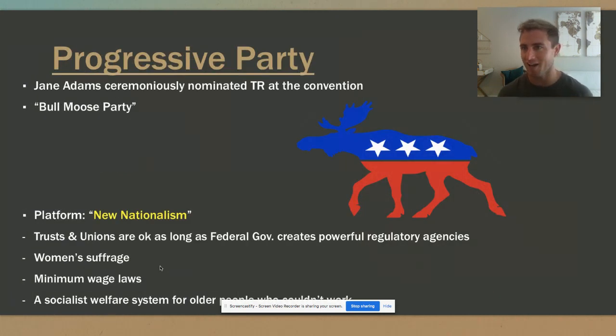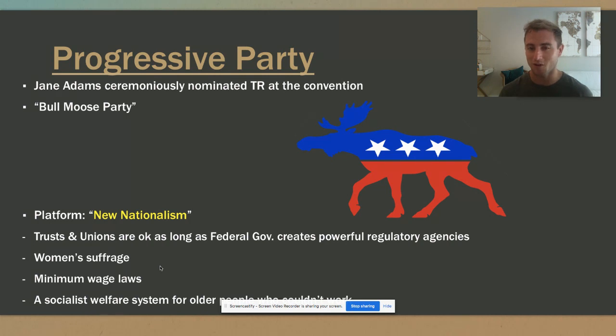And now we have Teddy. Teddy is going to throw his hat back into the ring. Taft is the incumbent Republican candidate. We have Woodrow Wilson as the Democratic candidate. And so Teddy is going to run as a third party. He's going to run as the Progressive Party. He has Jane Addams of Hull House ceremoniously nominate him.